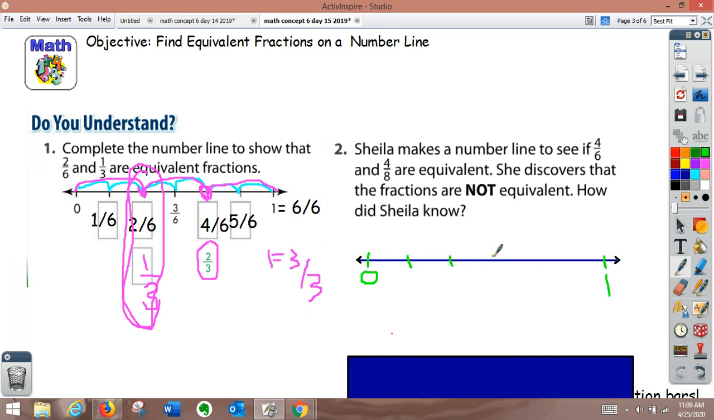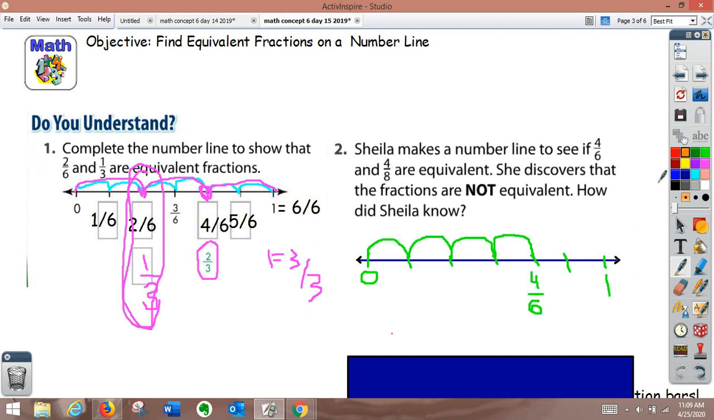1, 2, 3, 4, 5. There, I've got 6 equal parts. And I'm talking about 4 of them. So I did 4 hops. 1, 2, 3, 4. Look, my hops are already getting better. And I'm going to label that 4/6. That's what Sheila did. I'm just checking Sheila's work.